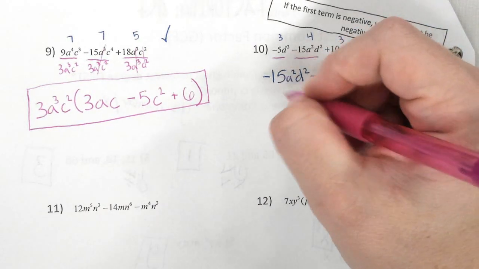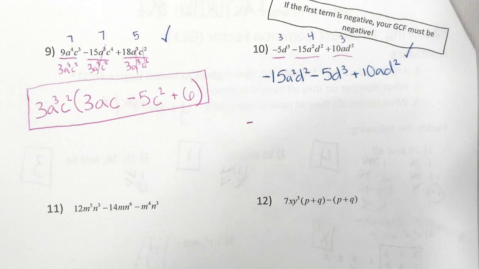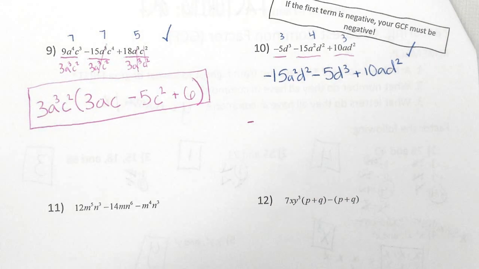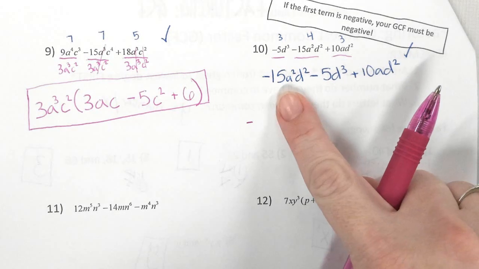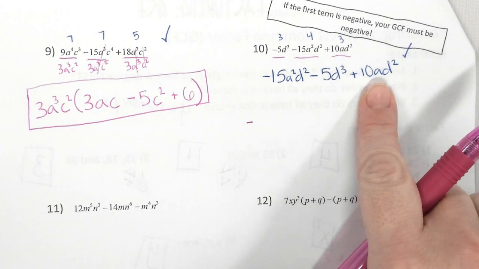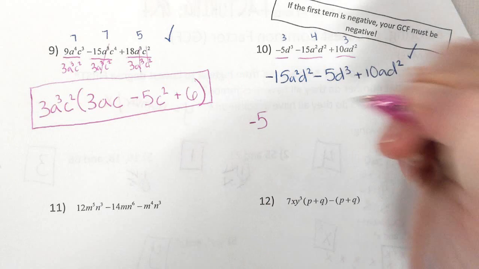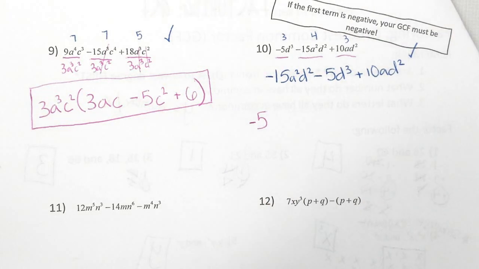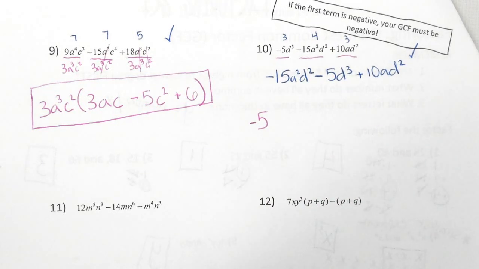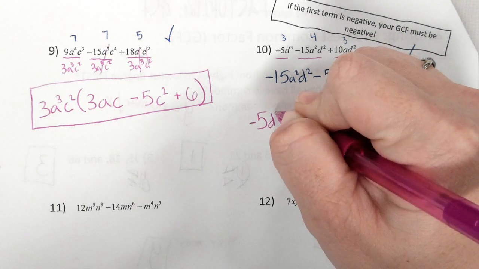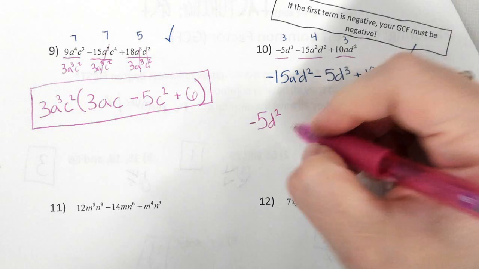Okay, so knowing that, I'm going to have a negative GCF. And what's my smallest coefficient? 5. Does 5 go into 15? Yes. Does 5 go into 10? Yes. Then 5 is my number. So I have a negative 5 so far for my GCF. Do all 3 terms have an A? No. So can I take out an A? No. Do all 3 terms have a D? Yes. What's the least amount? 2. So there's your GCF.